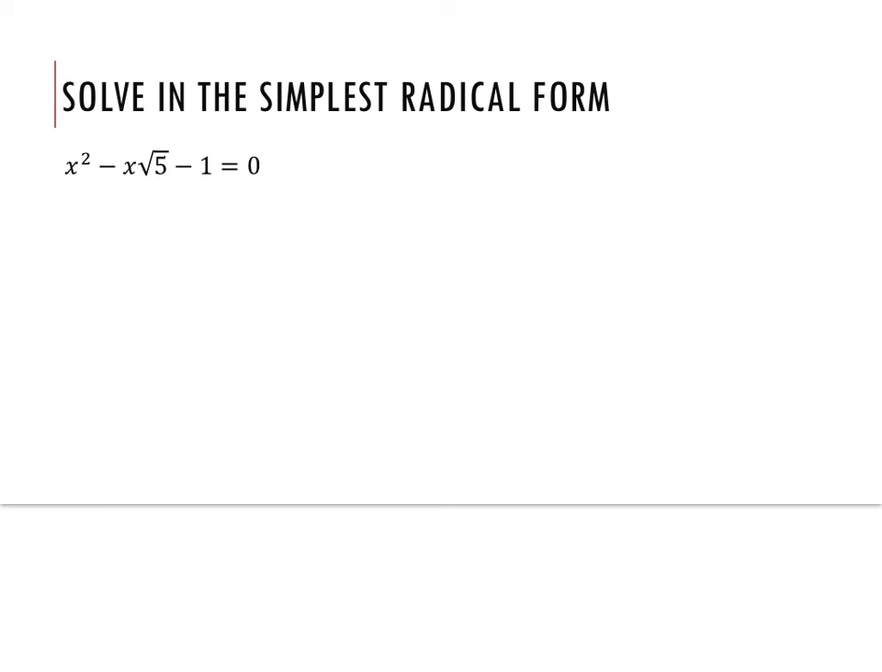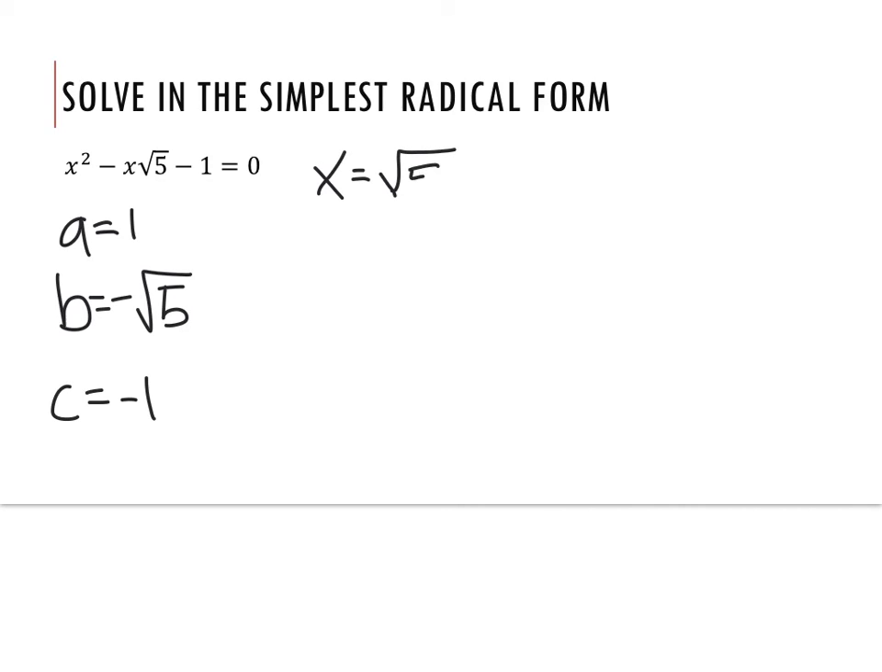Last but certainly not least, had to mix it up on you a little bit. A is still 1. B, however, is negative square root of 5. And C is negative 1. This quadratic formula works the same way though. X equals negative b, so it's not negative square root of 5, it's positive square root of 5 now. X equals negative b plus or minus square root b squared. If you square that, you just end up with 5.